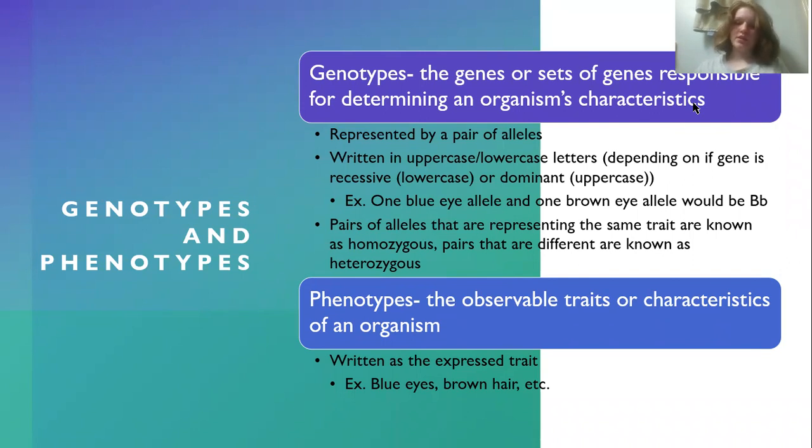Phenotypes are the actual observable traits of an organism. These are written as the expressed trait, and a way to remember this is that pheno, ph, sounds like physical, which is the physical characteristics shown by an organism. An example of this would be blue eyes, brown hair, blonde hair, brown eyes, curly hair, tall, short, anything really. So next slide.